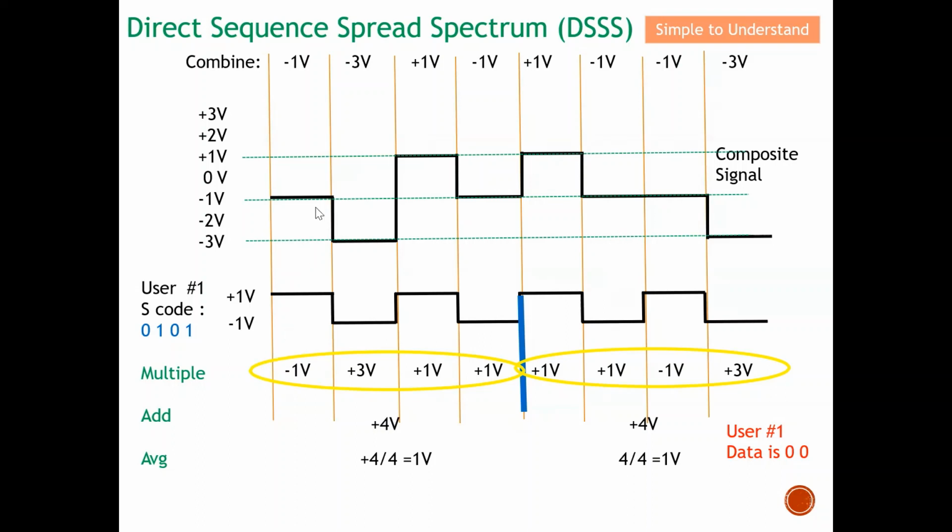Okay, what I need to do is basically multiply. The composite signal that is in the air, what I need to do is multiply this signal.